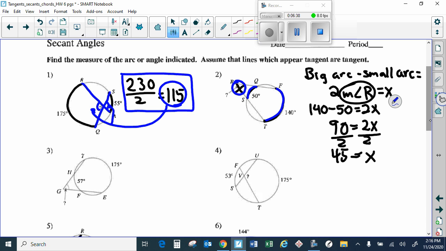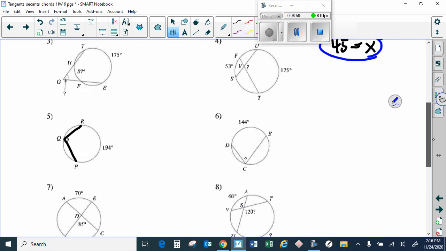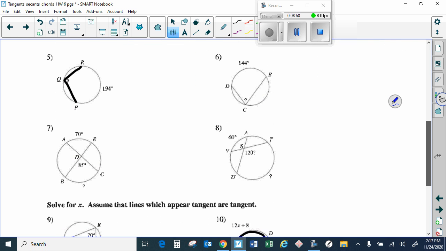So I did 2x. So it's time to rewrite the measure of angle R, just called x. So big arc, 140, minus the small arc, 50, equals 2x. 90 equals 2x, divided by 2, and x equals 45 degrees. Remember, x is the same as the measure of angle R. All this is on your DCAS sheet as well.